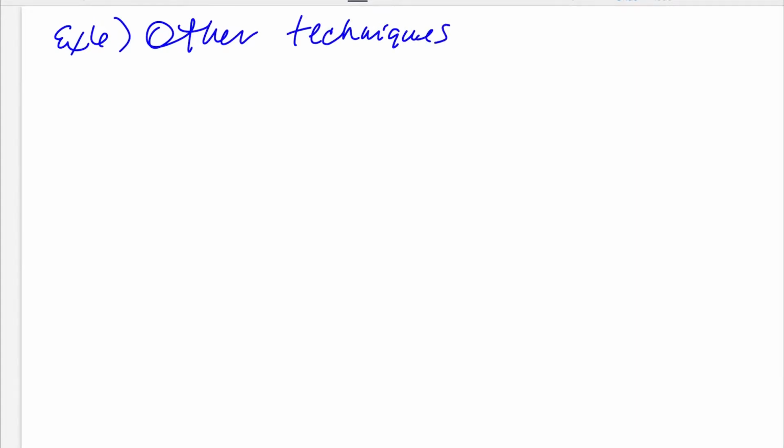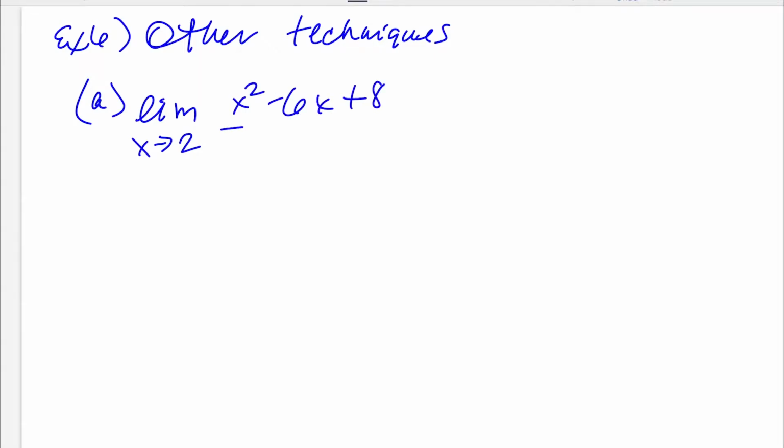Sometimes you can't just plug that in. Check out this example 6. What if I have, here's A. This was other techniques. The limit as x approaches 2 of x squared minus 6x plus 8 over x squared minus 4.